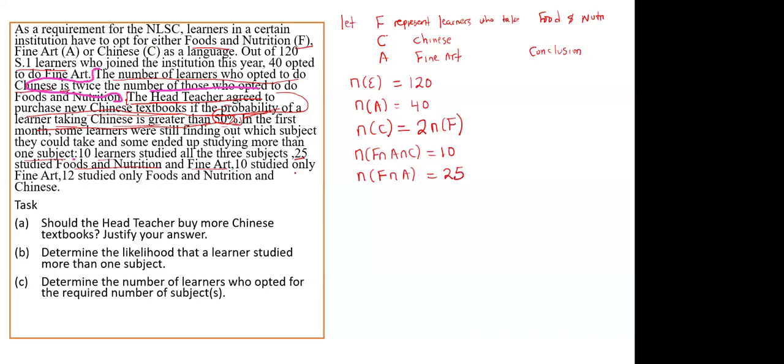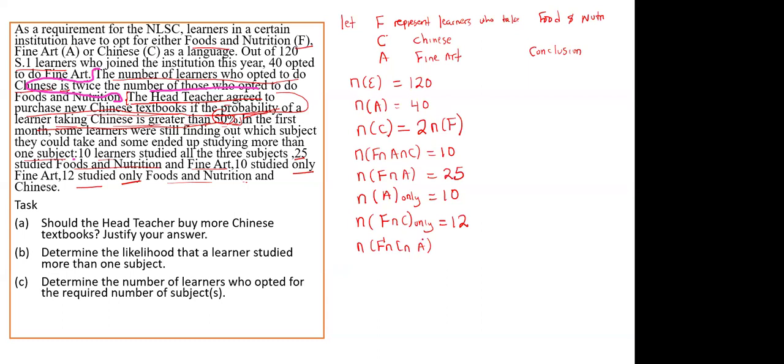Then 10 studied only fine art. The moment they use the word only, also write it there. 10 studied fine art only; you put that word there in your interpretation. Then 12 studied only food and nutrition and Chinese. So you say food and nutrition, which was represented by F, and Chinese only. Whenever they put the word only, put the word there in your interpretation. These were 12.